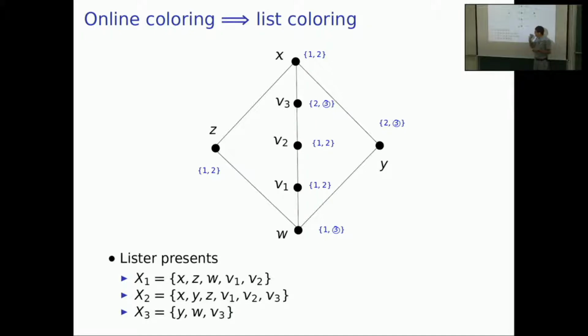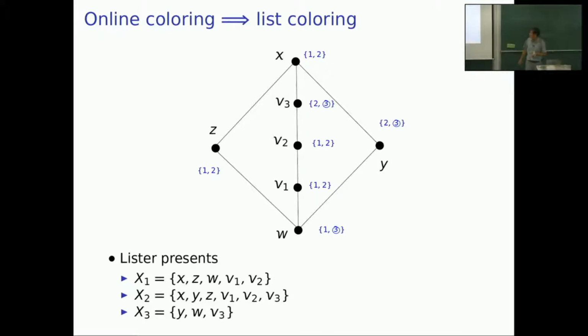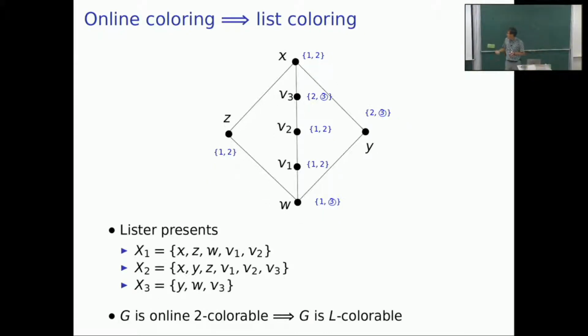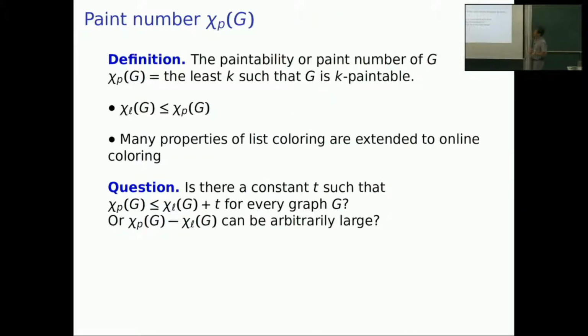and if this is online colorable, then it means in the list coloring case, we are able to color everything, right? So that's why, if G is online two colorable, it means G is L colorable for this list. This is why online coloring is a generalization of list coloring.